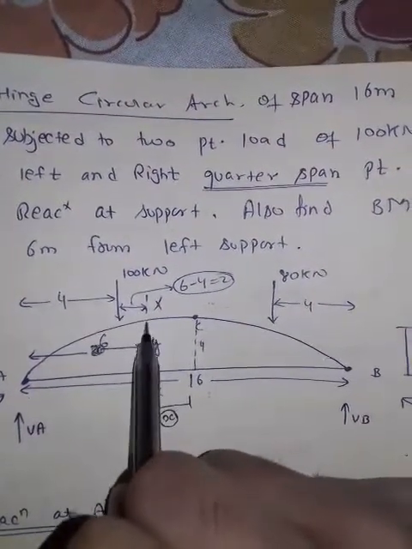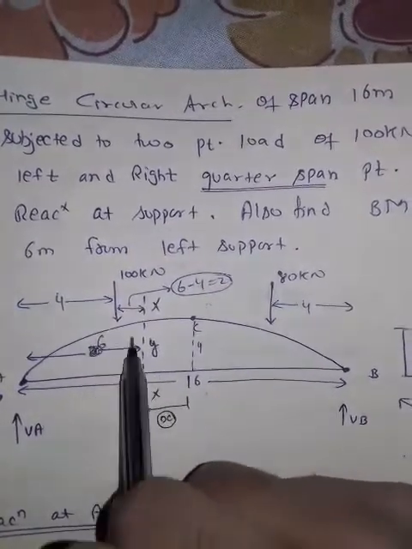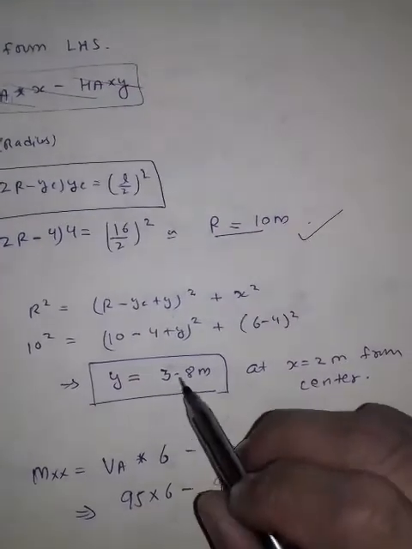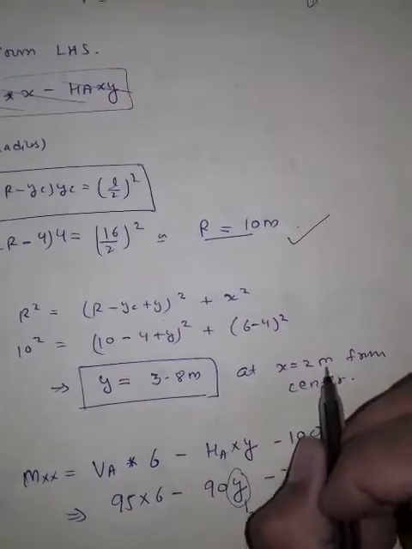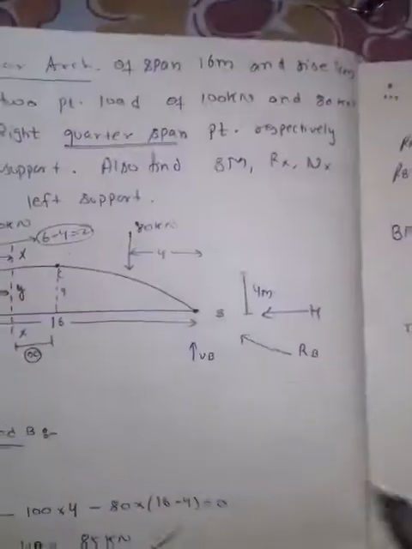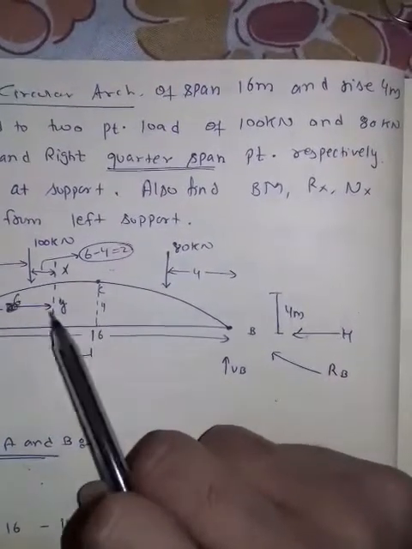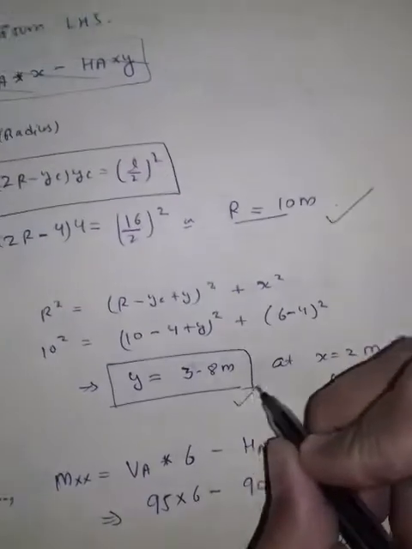So we have to calculate the value of the x from the y. So 6 minus 4, that is 2 meter. Okay guys, so we calculate the y is equal to 3.8 meter at x is equal to 2 meter from the center. So this value 3.8 is measured from the center value. Okay, so y is equal to 3.8 meter.